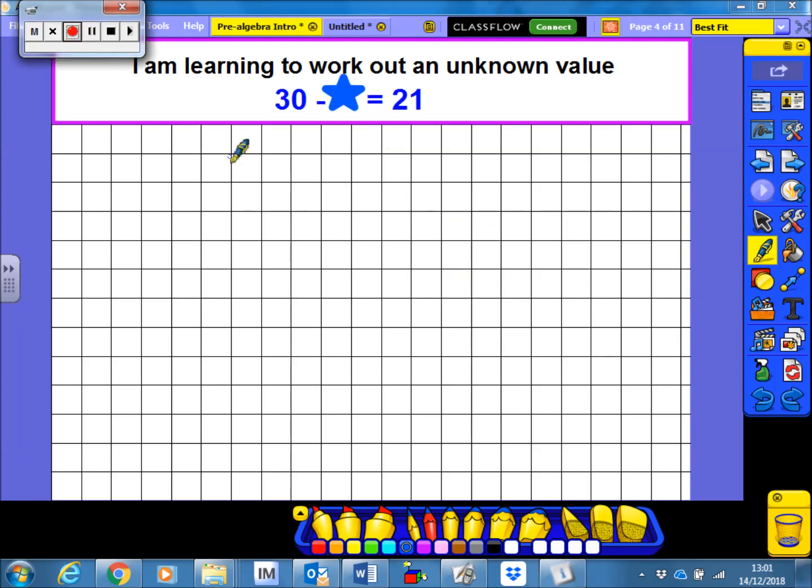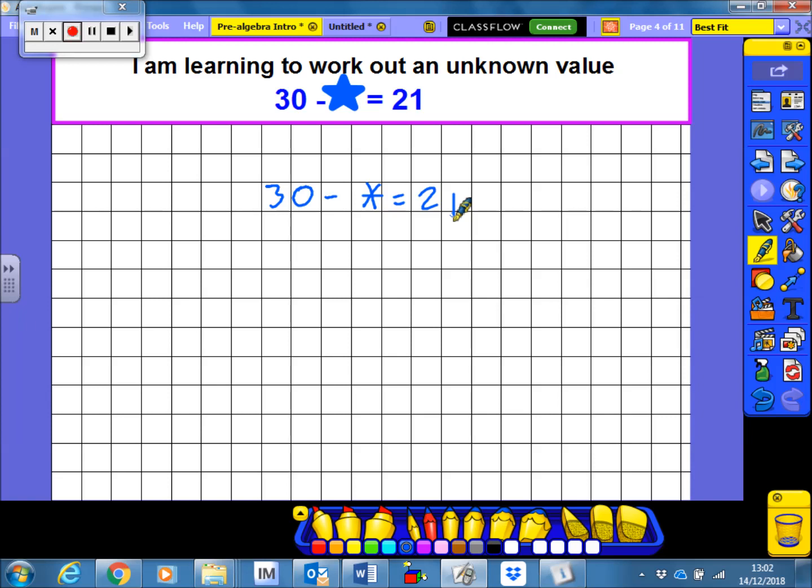So here's a similar problem, slightly bigger numbers again, but this time I'm noticing a subtraction sign in this problem. So I've got 30 take away something equals 21. So let's write this out. 30 take away a star, our unknown, equals 21. Now, this time, we're starting with 30, and if we take something away, we're going down to 21. So, if we're thinking what strategies could we use here, well, counting backwards could be one of our strategies.